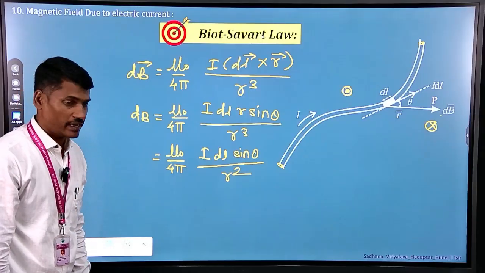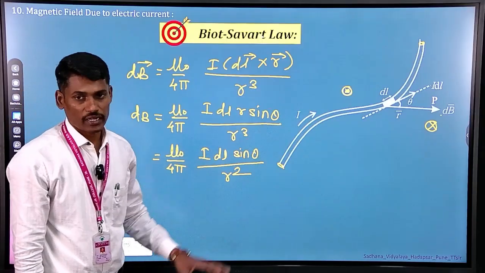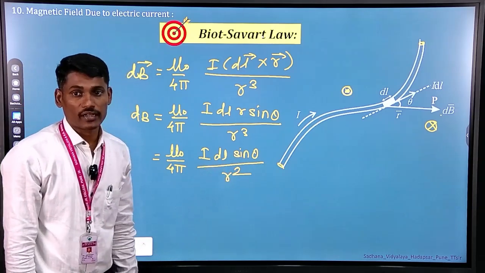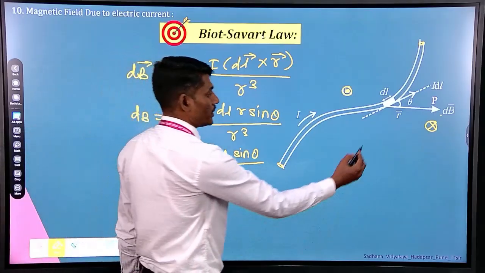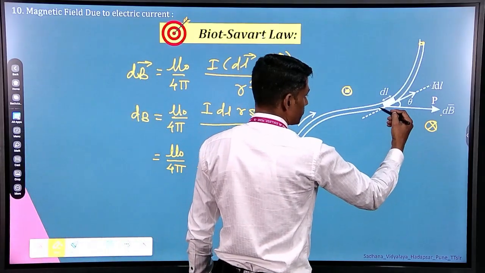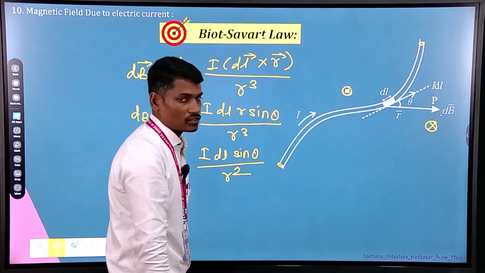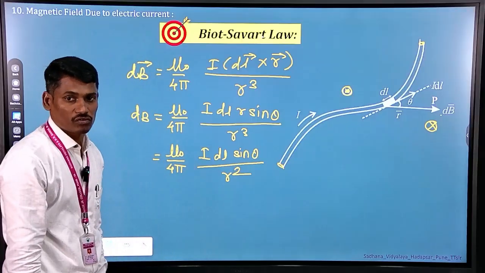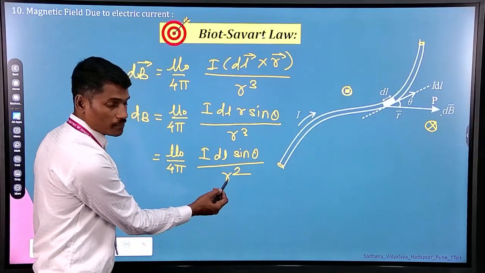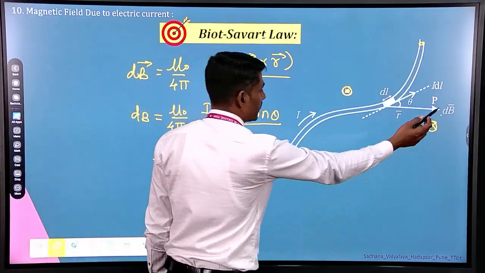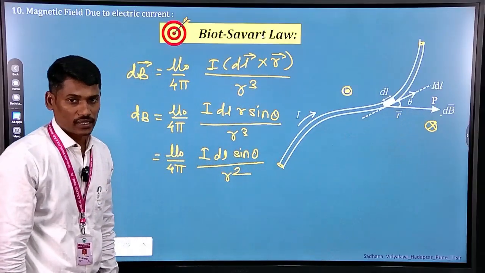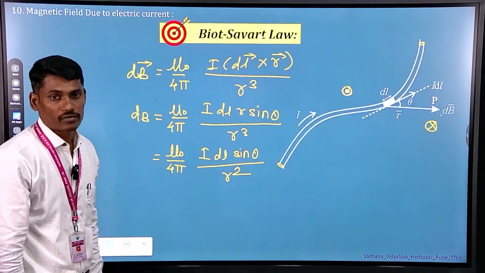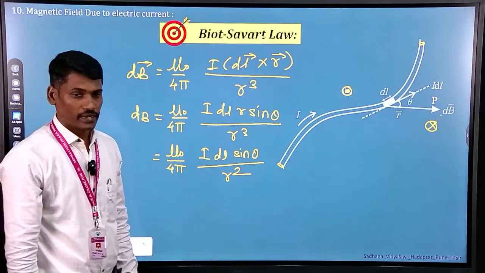Similarly this dB is directly proportional to the length of the small element dl, and it is directly proportional to the sine of the angle between the line joining the point and the dl vector, right? ह्याच्यामध्ये असलेला जो अँगल आहे थीटा त्याला तो कसा आहे डायरेक्टली प्रोपोर्शनल, and this dB is inversely proportional to the square of the distance between the point and the center of the small element dl, right? But this is the very simple Biot-Savart law. This is useful to find the magnetic field around the current carrying conductor, right?